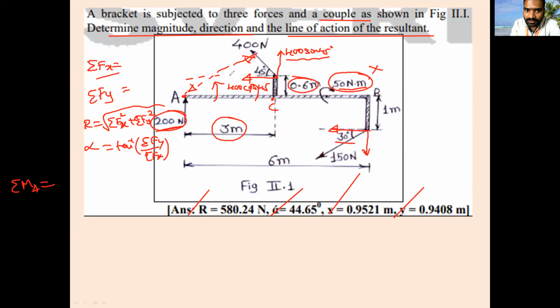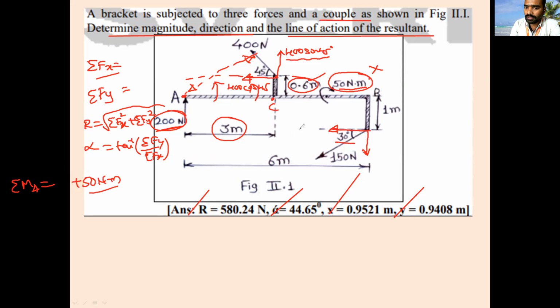The line of action, the perpendicular point is here. So what is the distance? You have to consider 0.6. Then the vertical force is this one, and the horizontal distance is 3 meters. Now you have to consider this moment as well while calculating the moment. Clear everyone? Yes, sir. This is clockwise as given, so plus 50 Newton meter you have to consider.